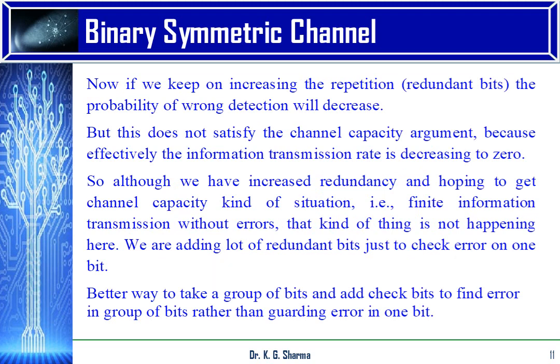If we keep on adding the redundant bits, the probability of wrong detection decreases. But this is not satisfying Shannon's theorem, as effectively the information transmission rate is decreasing. In the previous example, as we were increasing the redundant bits, error detection and correction capability at the receiver was increasing, but effectively we were decreasing the information rate. So if we take a group of bits and add a few check bits to find the error in the group of bits, then it will be better rather than guarding only one bit.